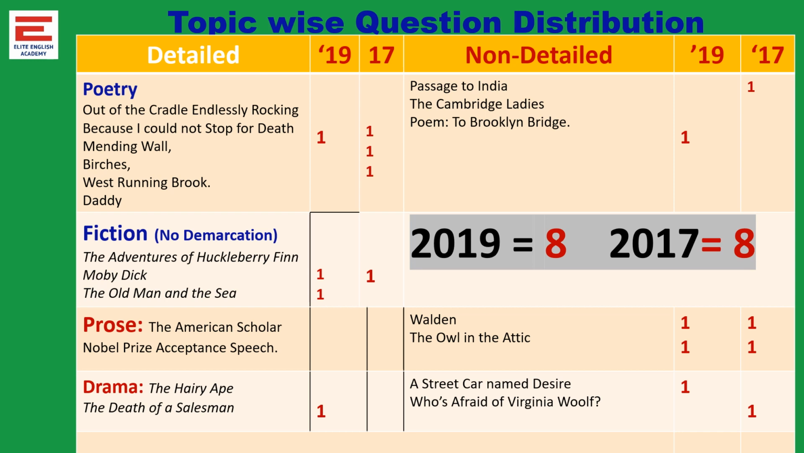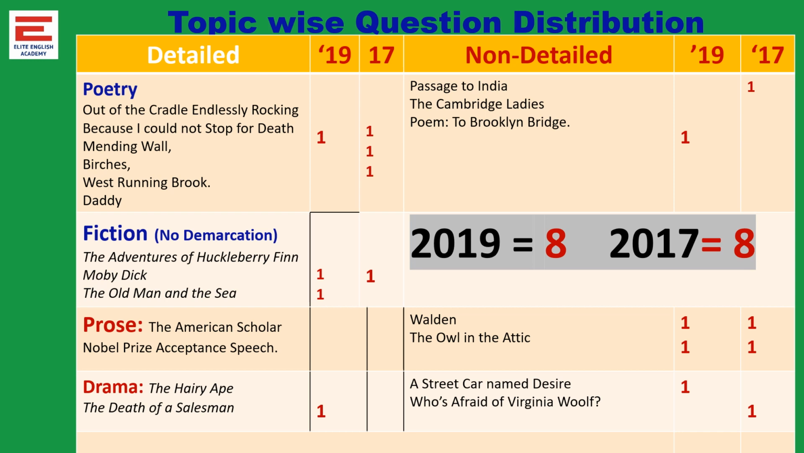Regarding the questions in both 2019 and 2017, there are 8 questions. If you closely analyze that, there are some areas in which questions are repeatedly asked. For example, in poetry, in 2019, there was only one question in detail and one question in non-detail. In fiction, in 2019, 2 questions, and in prose, surprisingly, in 2019, in the detailed section, there is no question, whereas in the non-detailed section, we have 2 questions.